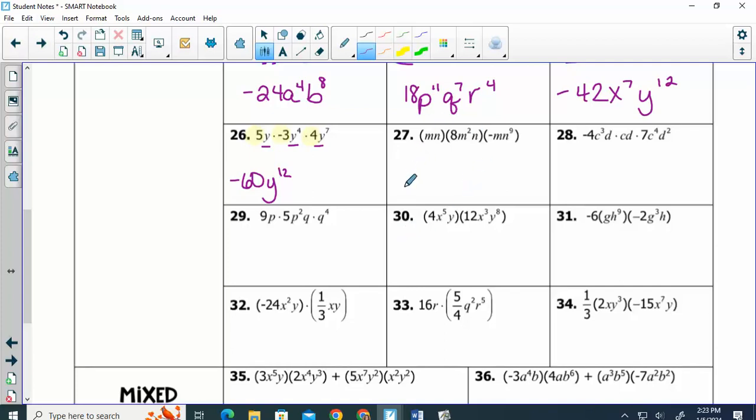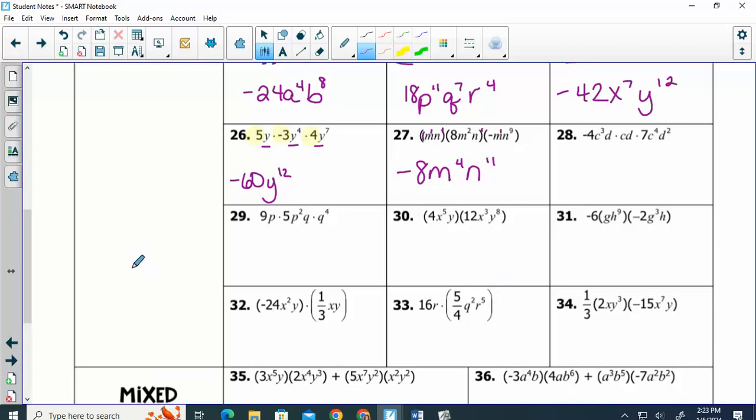What would my coefficient be? This is a 1, this is an 8, and this is a negative. So when I multiply it becomes negative 8. Okay, look at the m's. We have 1m here, 2 here, and 1 here. So m to the 4. N's, we have 1, 1, and 9. So n to the 12.